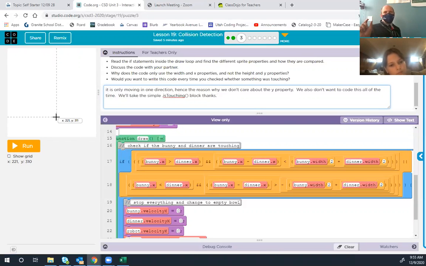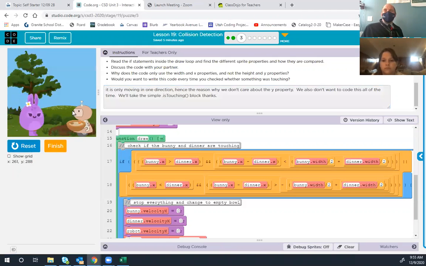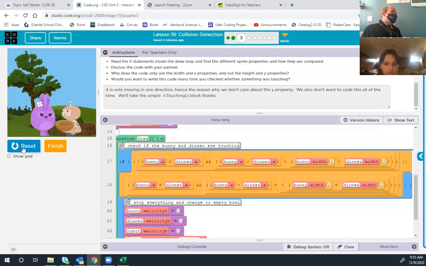Why are they doing half the width? Why don't they look at the whole width? Max? Yeah, exactly. We're looking at the edge. We're not looking at the whole thing. We're looking at the edge of the robot, from the middle of the robot, which is where our X is. From the X to the edge, that's half the width. And then from the X, which is the middle, to the edge of the other sprite is once again half the width. So that's why they're looking at those two measurements there.